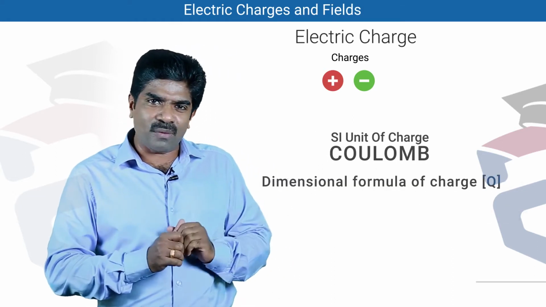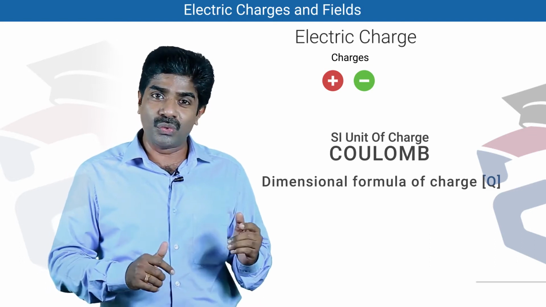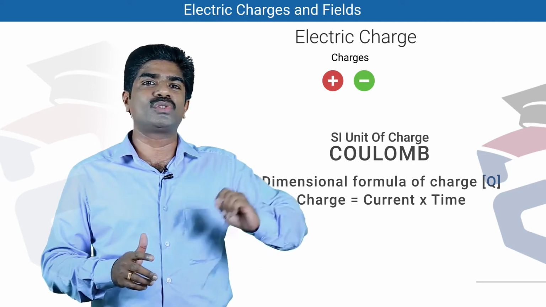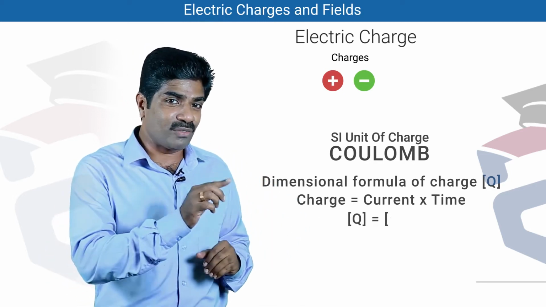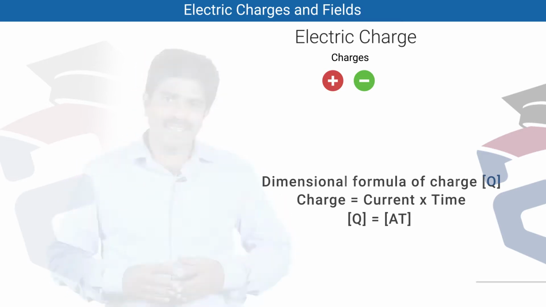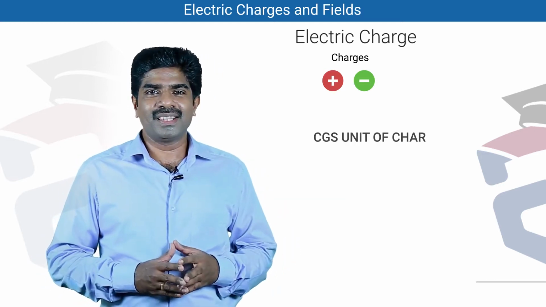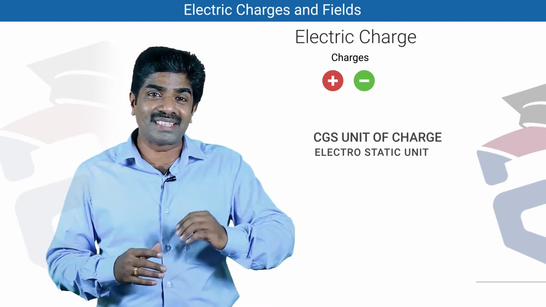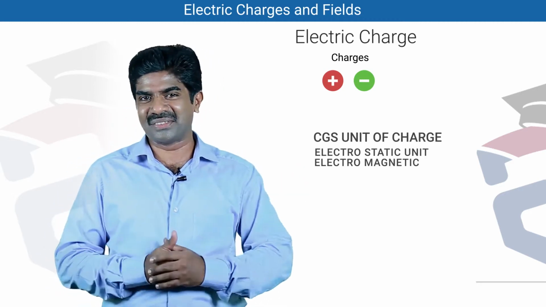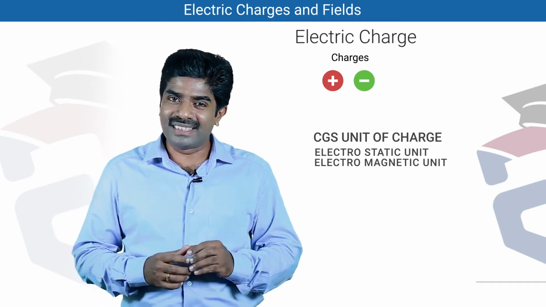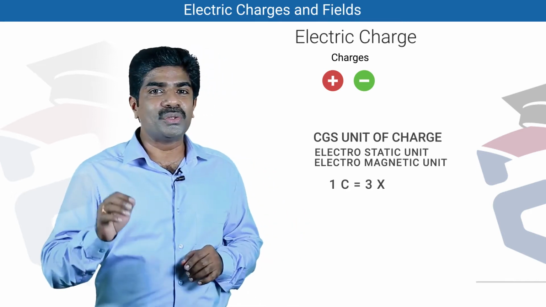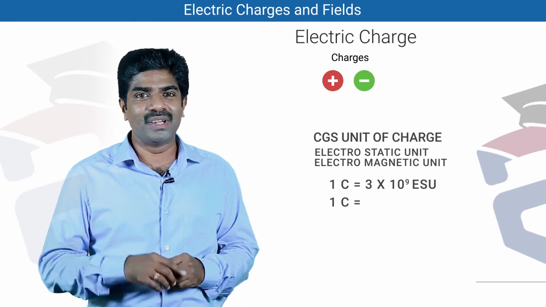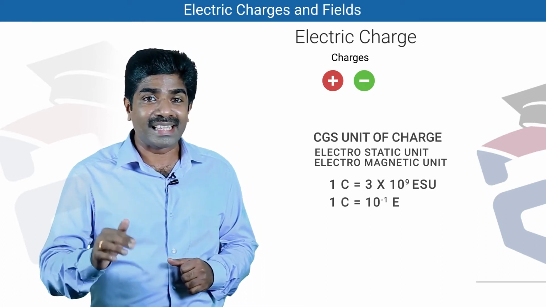The dimensional formula of charge Q: remember, charge equals current into time, therefore the dimensional formula of Q is AT. In CGS system, the charge can be expressed in either electrostatic unit or electromagnetic unit. 1 coulomb is equal to 3 into 10 to the power 9 ESU, or 1 coulomb is equal to 10 to the power negative 1 EMU.